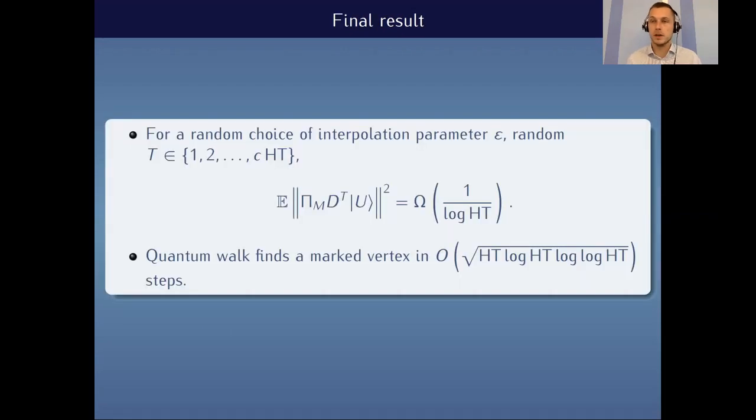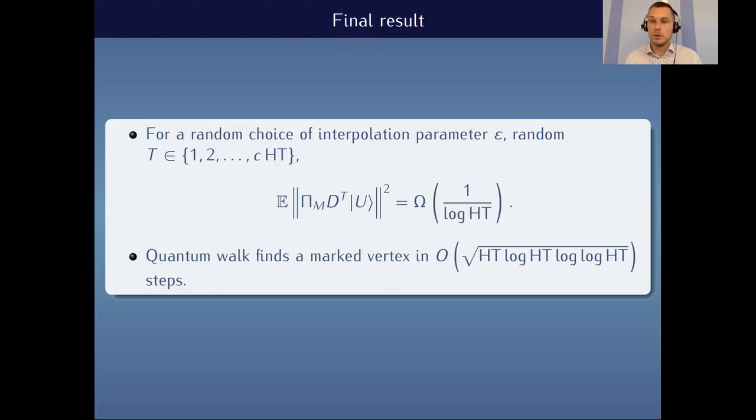And this gives us an algorithm that finds a marked element in time which is essentially the square root of the classical hitting time, up to logarithmic factors. These logarithmic factors appear because we lower bound this probability to be only 1 over the logarithm of the hitting time. That means that at the very end we need to apply amplitude amplification.